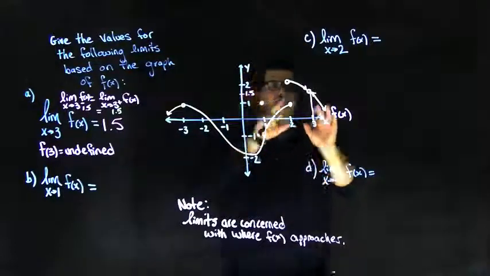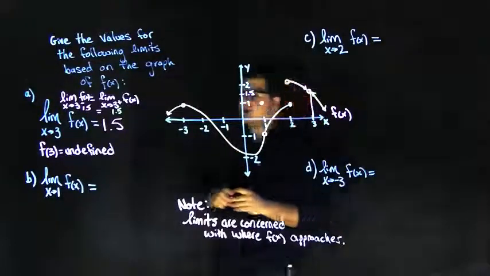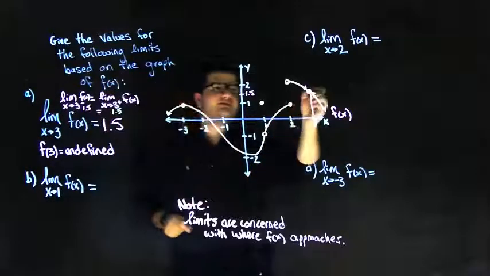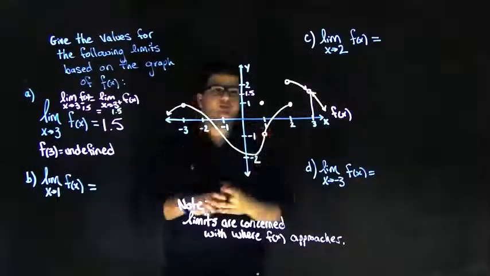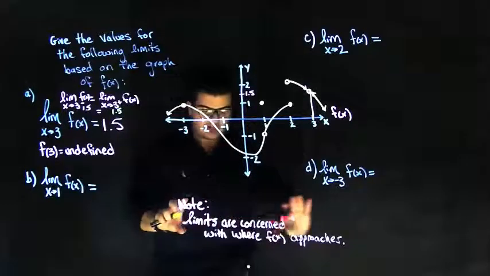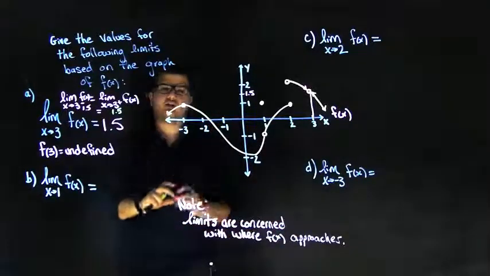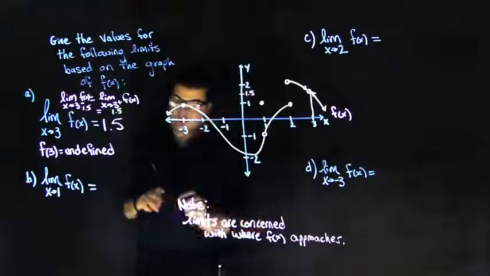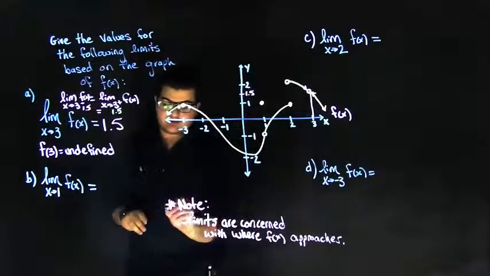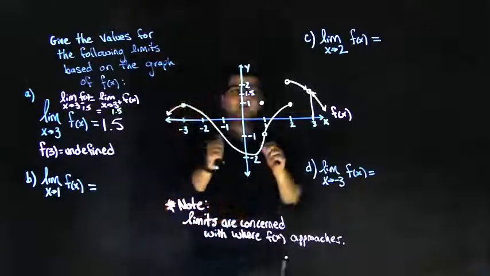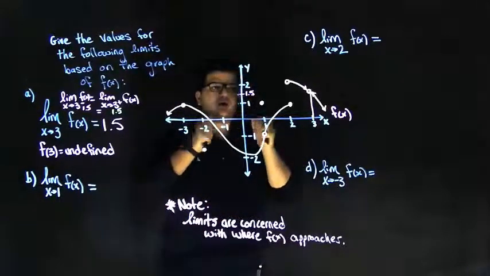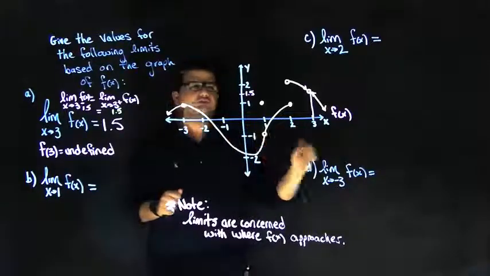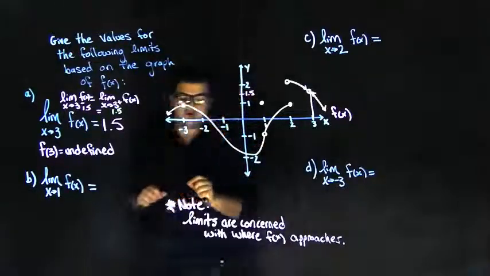So that's for the function at 3. And recall again that f of 3 is undefined because this point is not closed. It's an open circle, but limits are not concerned with where the function is at that point. They're concerned with where the function approaches. I'm going to repeat this a lot because this is the most common misconception with limits. People think that limits are where the function is, when in reality, limits are where the function approaches. So make sure you make a note of that.